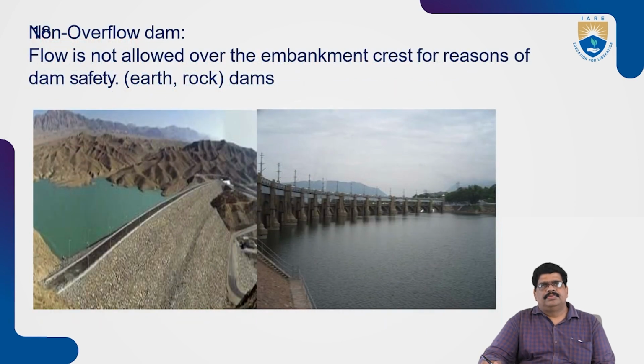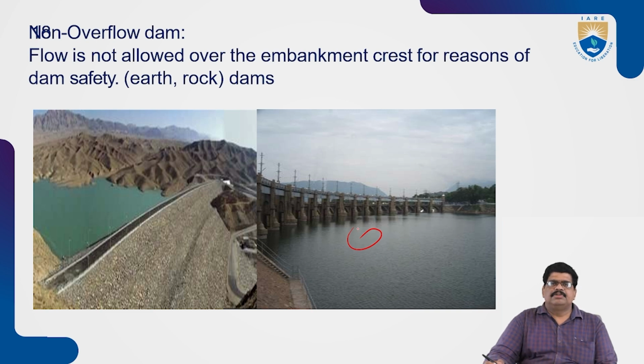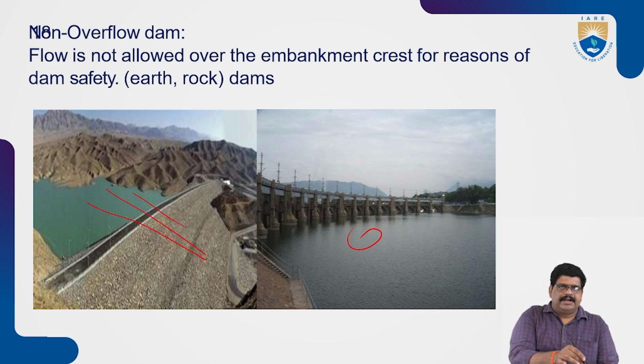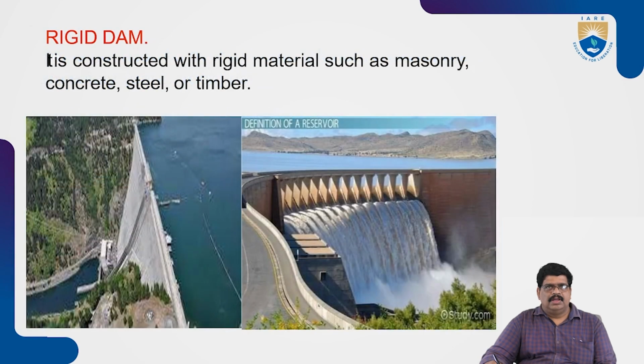Next, non-overflow dam. A non-overflow dam is constructed just for storage, and we cannot allow overflowing from it. Suppose there is an earthen dam or a rock dam, the water cannot be allowed over the top. What happens? If water is allowed, the structure can be fully damaged. That's why it is only for storage, and water cannot flow over it. These types we call non-overflow dams.